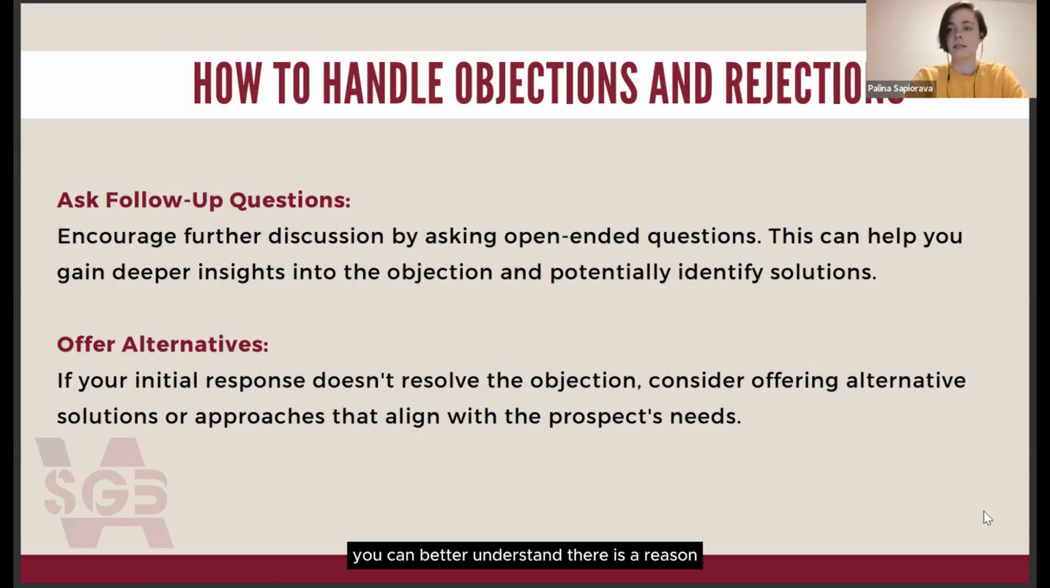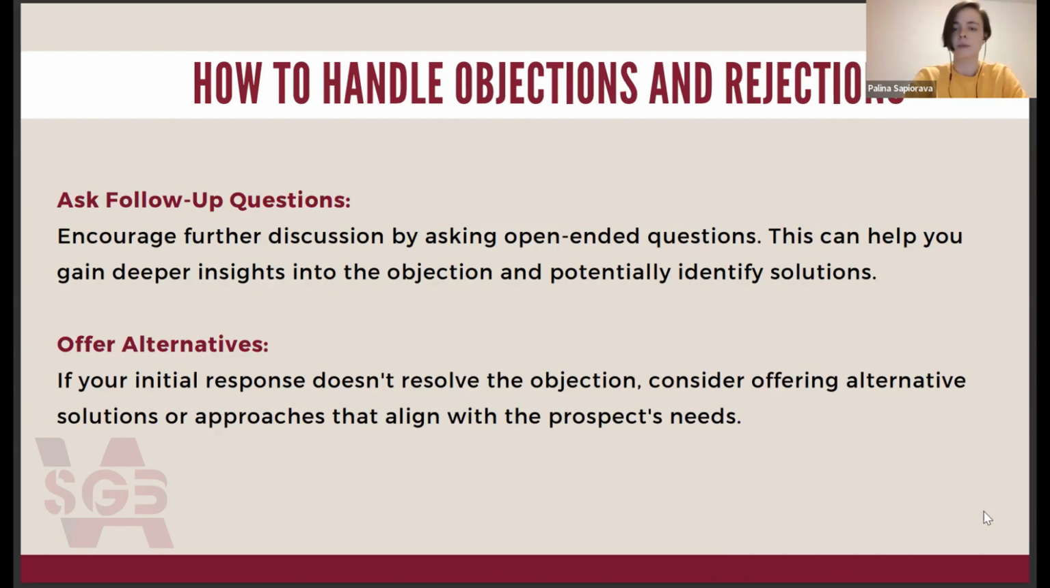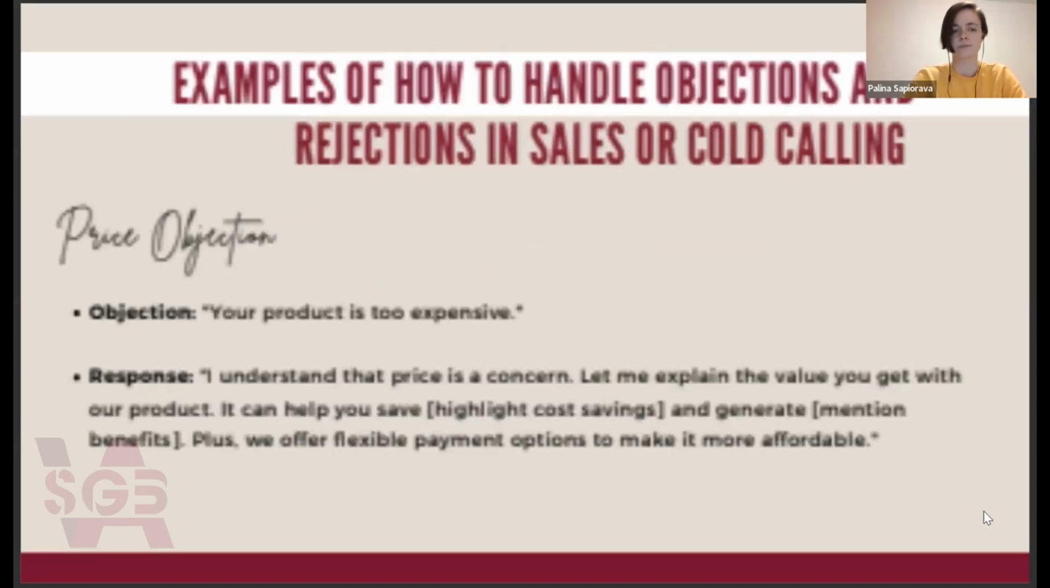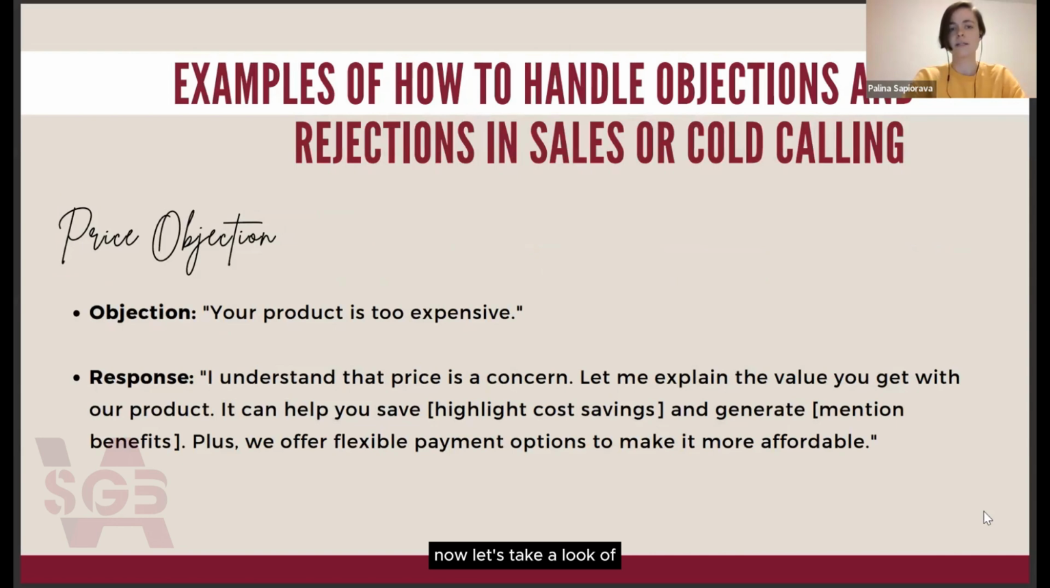You can better understand the reason for an objection of a person. You can identify a solution, etc. And of course, offer alternatives. If your initial response doesn't resolve the objection, consider offering alternative solutions or approaches that align with the prospect's needs. So let's take a look at the examples of some of the common objections and how you can handle them.